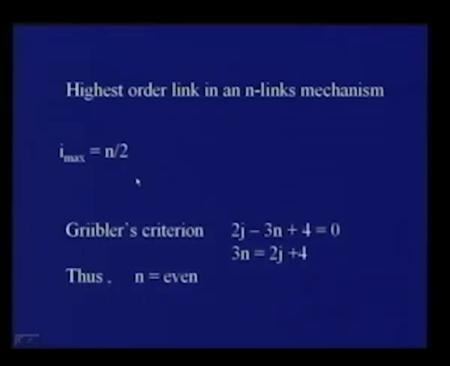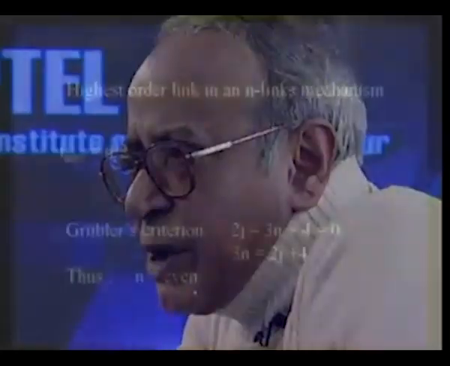Since all the single degree of freedom linkages must satisfy Grubler's criterion, that 2j minus 3n plus 4 is equal to 0, that gives 3n is 2j plus 4. Now we note that the right hand side 2j plus 4 is an even number, and if 3n is equal to an even number, then n must be even, which means all the planar linkages with simple pairs and single degree of freedom must have an even number of links.